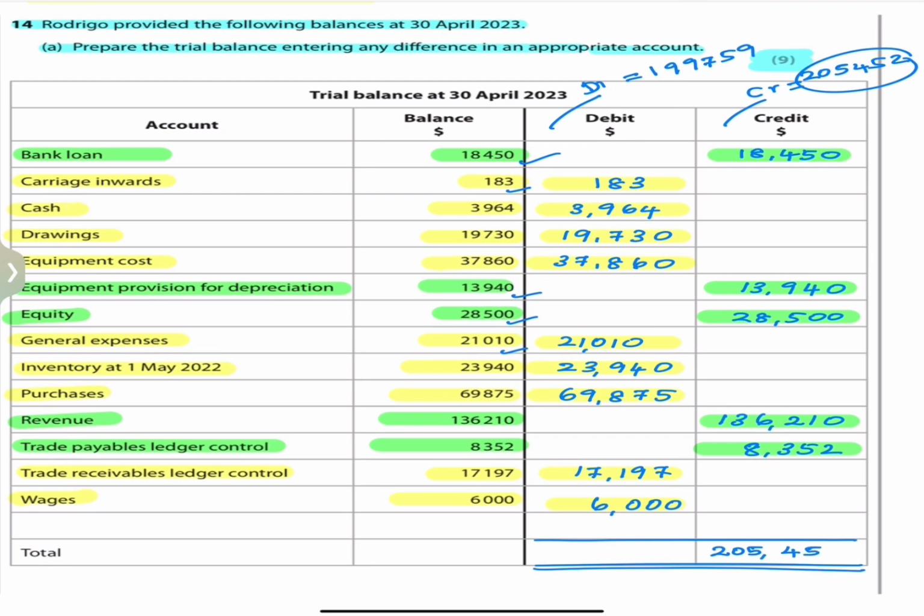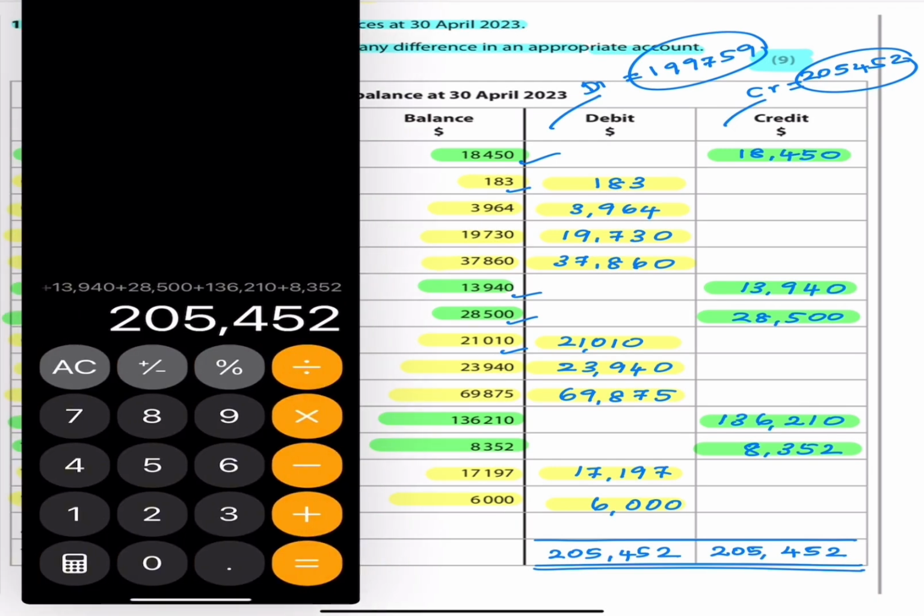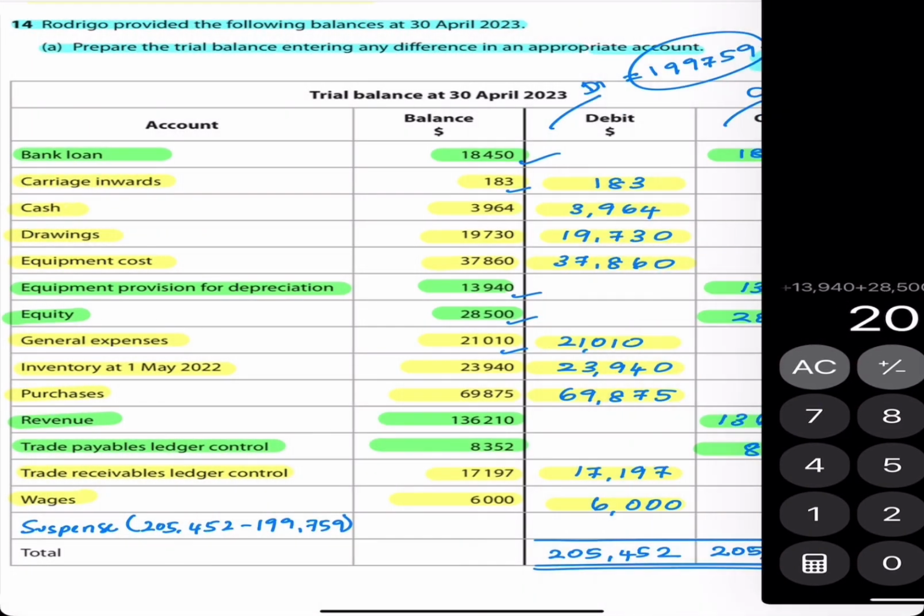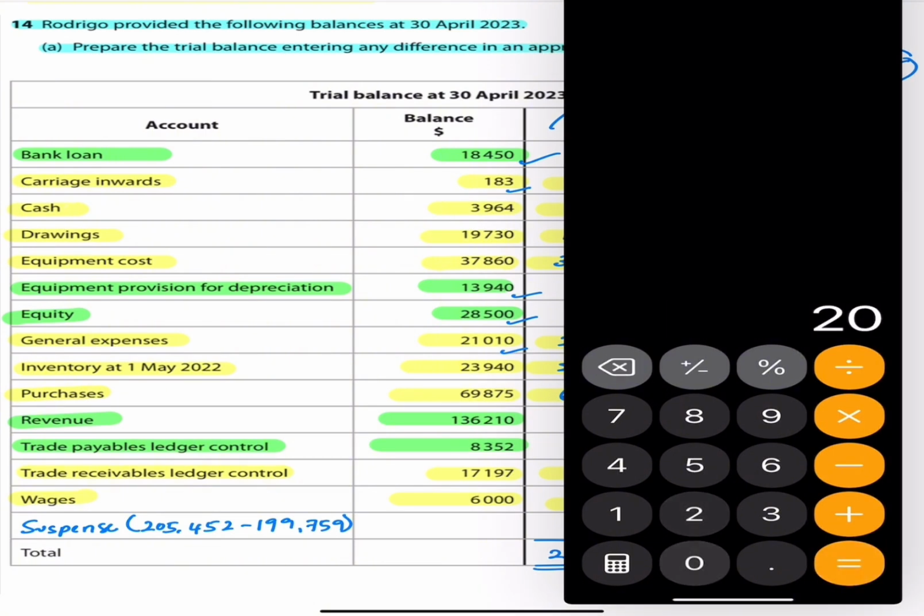205,452. Write the same total on the lesser number side. Now, from 205,452, take away the total of the debit side, which is 199,759. This should be written as suspense. Now the difference between these two figures: $205,452, take away $199,759 should give $5,693.